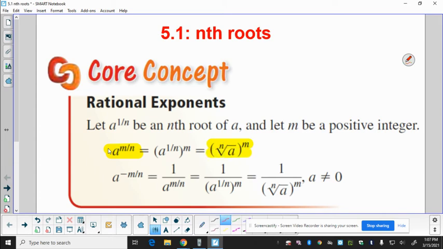And notice that a fractional exponent can be written as a root. So notice that the numerator becomes the power of the expression, and the denominator of the fractional exponent becomes the root.